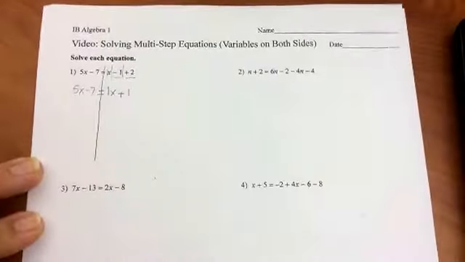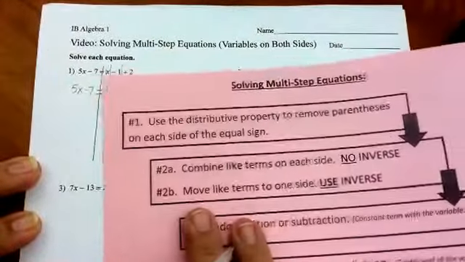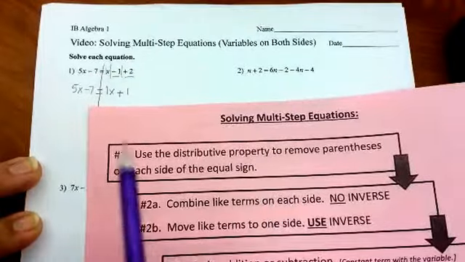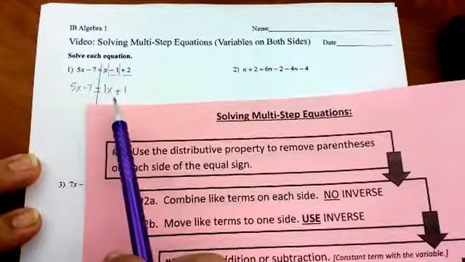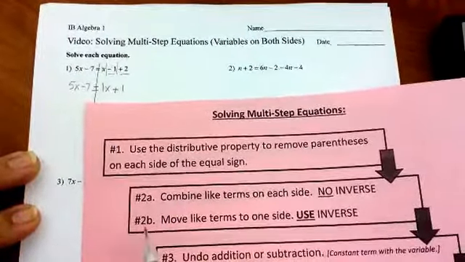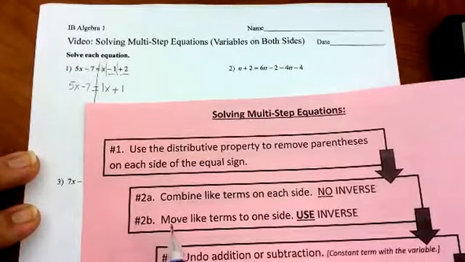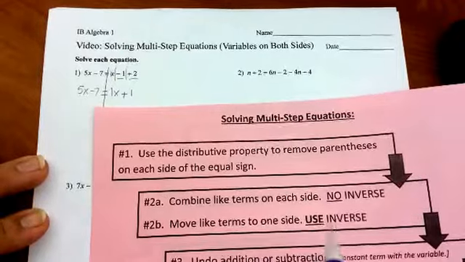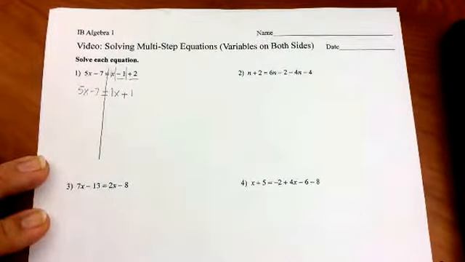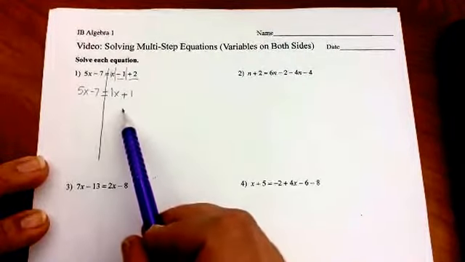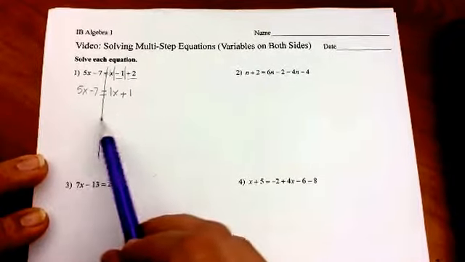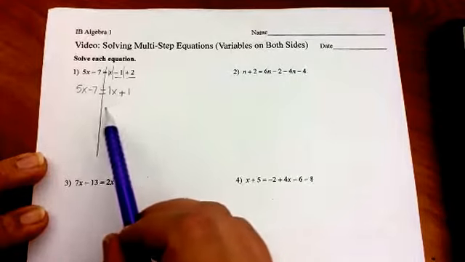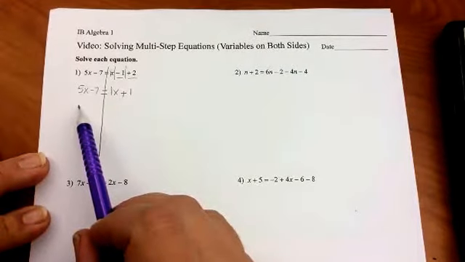Okay, the next thing it says on my flowchart, I've done my combining like terms. But now if we look at our equation, we'll notice I have x's here and I have x's there. So that's where we're going to go into this number 2b step. I'm going to look to move my like terms to one side of the equation using the inverse. Anytime I want one term to cross this line, I need to use the inverse. So if I want to bring all of my x's to this side, I need to use the inverse.